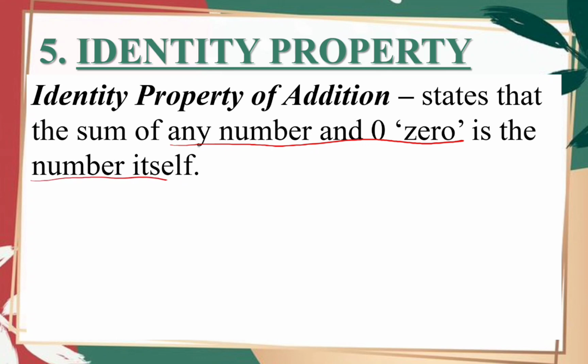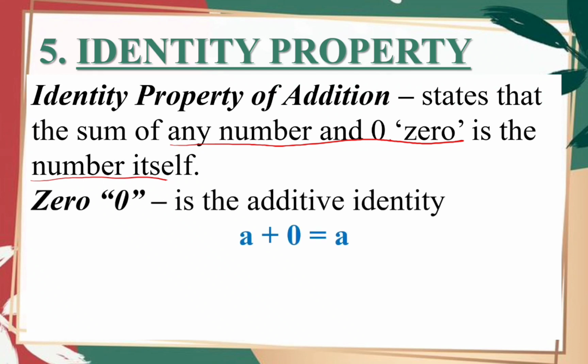So kapag ang number daw ay inadd natin sa 0, ang sagot ay yung number na yon o yung number itself. Okay? For example, we have A plus 0 is equal to A. Yung 0, that is what we call the additive identity. So, gawin nating number yung A dito. Let's have an example.